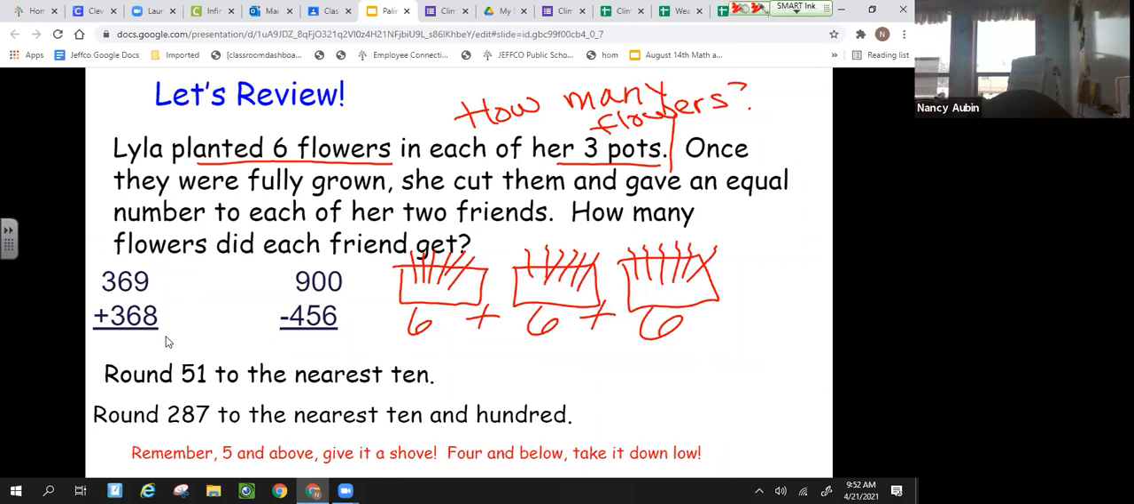I did 6 times 3. Yay, what does that equal? 18, and then I divided 18 by 2, and I got 9. Let's go back to the text. The second part said, once they were fully grown, she cut them and gave an equal number to each of her 2 friends. Doesn't say anything about herself, right? So they're not tricking us. It is 2. You're dividing it.